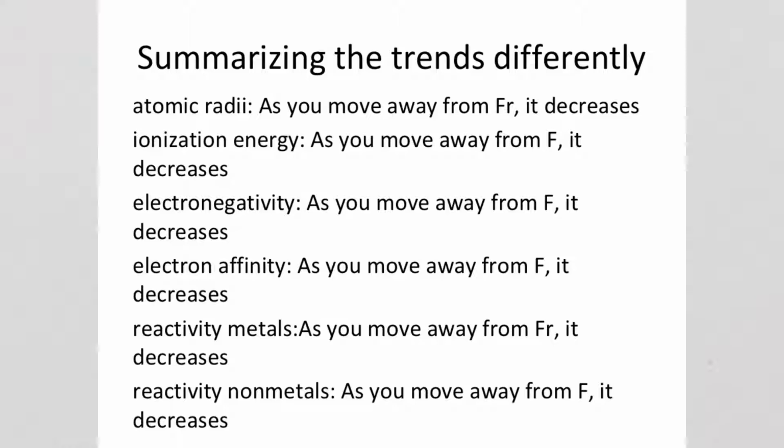This is a way to summarize the trends differently. I still want you to be talking about, on your test and going forward, as you go down a group and as you go across the period. If you give me something else, I'll send it back to you and you'll have to do it all over again. So this is a way to remember them, but when you're reporting them, talk about the period trend going down, and I should say that's the group trend, and the period trend across.